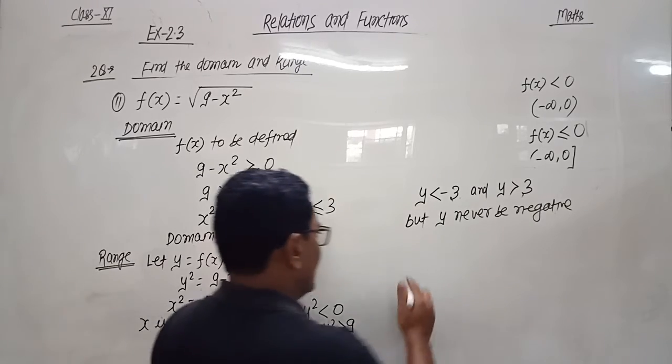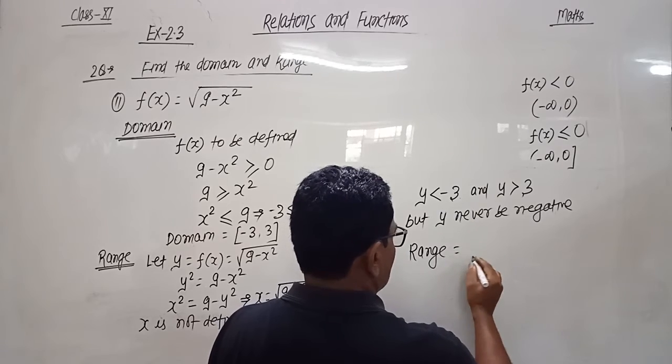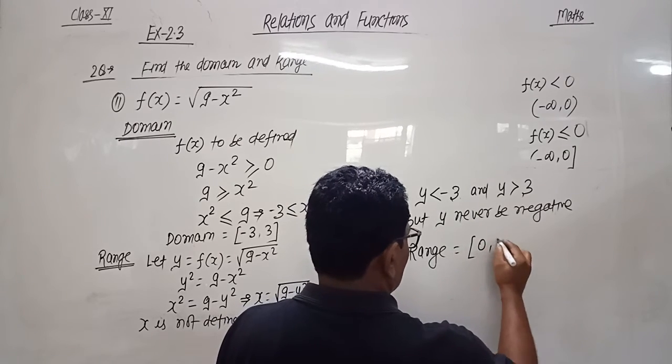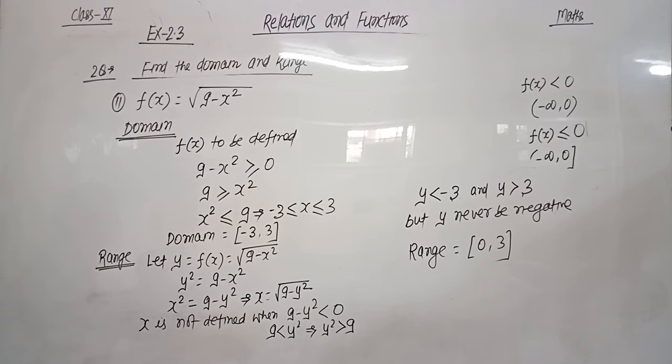So the range of this function comes from 0 to 3. Positive values from 0 to 3. So its range is from 0 to 3.